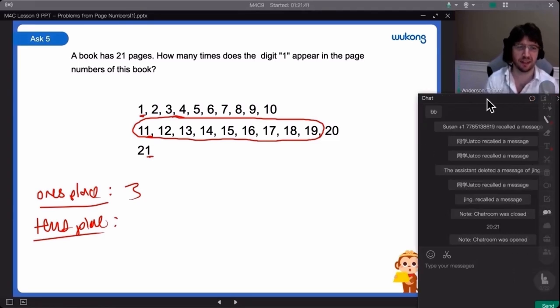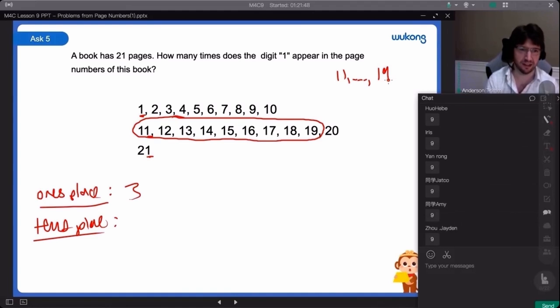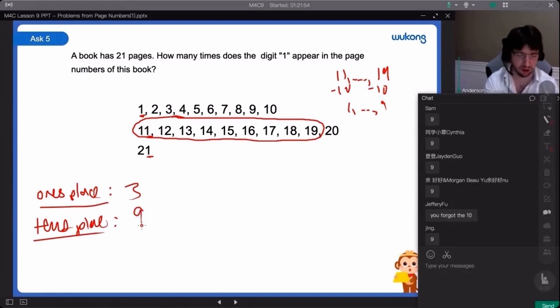Tell me in the chat. Hopefully you haven't forgotten. 11 to 19. Okay, very good. 9. Just subtract 10 from each of these. That gives you 1 through 9. All right, very good. So we have 9 more appearances of 1.